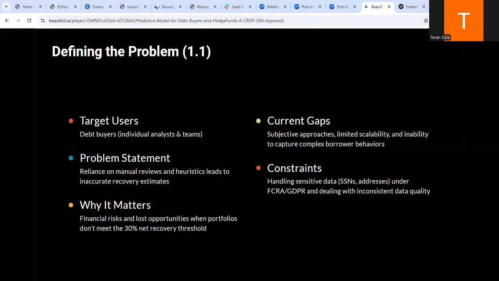Part of the constraints as well: you must handle sensitive personal data like social security numbers and addresses strictly in accordance with the FCRA and the GDPR. In addition, one of the things I've seen is that not all creditors offer high quality, consistent historical data, which can complicate the modeling itself, and that's a big issue. And finally, our solution must deliver actionable insights in a timely fashion. Weekly updates should suffice for strategic decision making for someone looking to acquire a portfolio. So we're going to move on to the next.